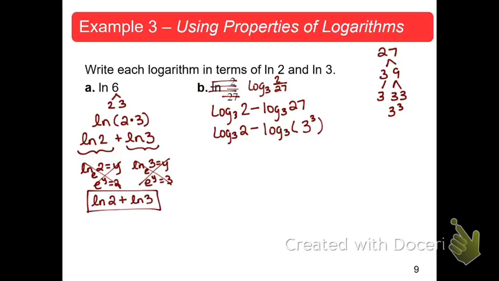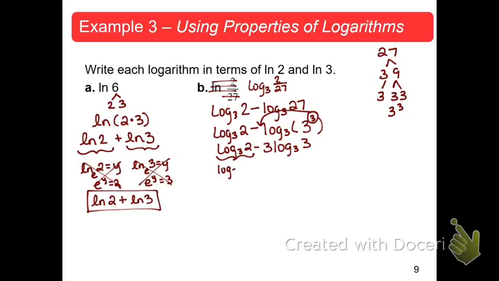So can you do anything else here? Well, you've got this 3 as an exponent, so we know we can bring it out front. So you get log base 3 of 2 minus 3 log base 3 of 3. So we have to check and see, can we work out the individual pieces?